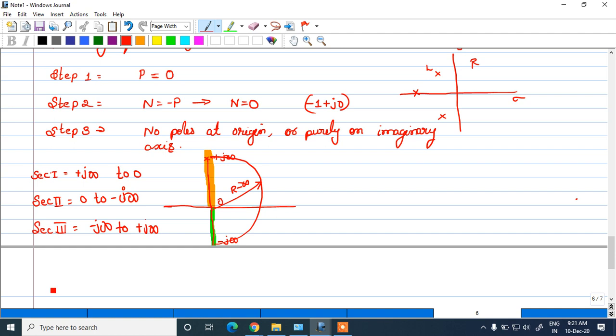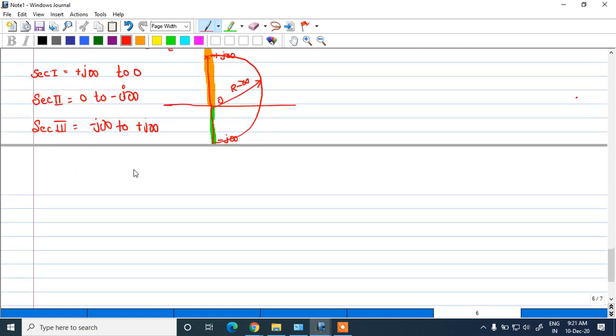Okay, so these will be my sections: section 1, section 2, section 3. Here you know that section 1 is j infinity to 0, and section 2 will be the mirror image. You need not get the magnitude and phase angle directly after drawing section 1. If you draw the mirror image, then it is fine. Section 3 always lies at origin. Okay, so that is all about step 3. So let us follow step 4.